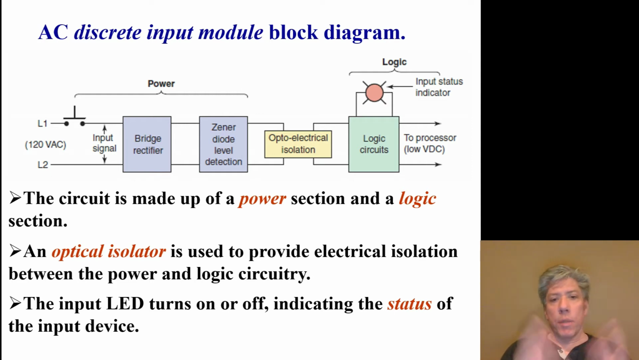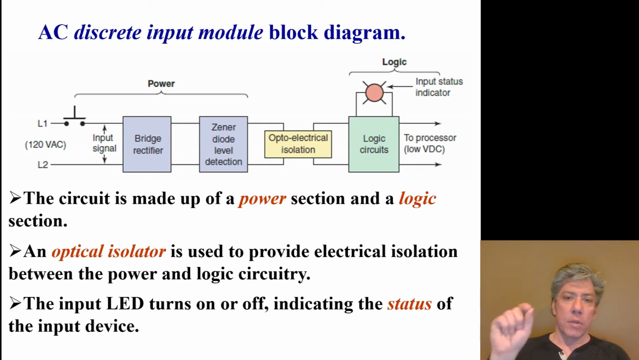So there's essentially the power section, which is what converts whatever input voltage you have to what the optical isolation device needs. And then there's the logic section afterward that actually communicates to the PLC. Now the logic section, in almost every case, is connected to also a light emitting diode, an LED, that's on the face of the input or output module to indicate that that particular input point is either on or off.